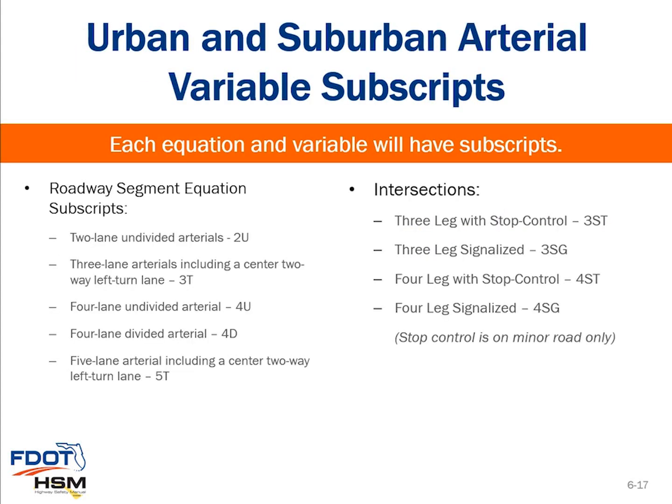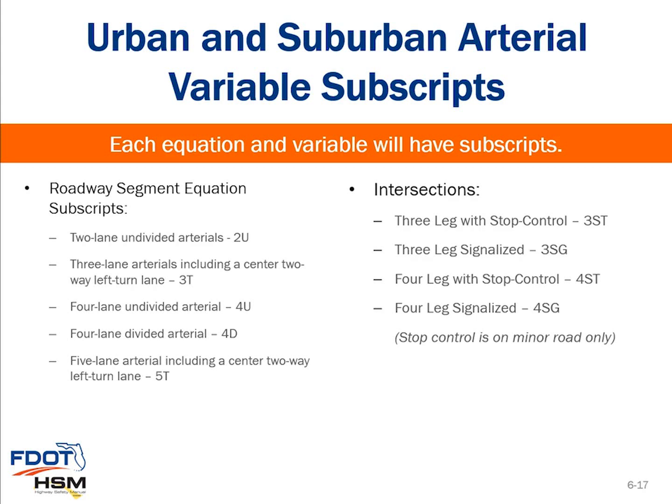The urban and suburban arterial has certain subscripts, no different than what we've seen before, but it's just much more expanded. The typical roadway segment equation subscripts are shown here. We have 5 different facility types here, ranging from 2-lane undivided arterials all the way up to a 5-lane section with a 2-way left turn lane. So we have 5 different facility types for segments.